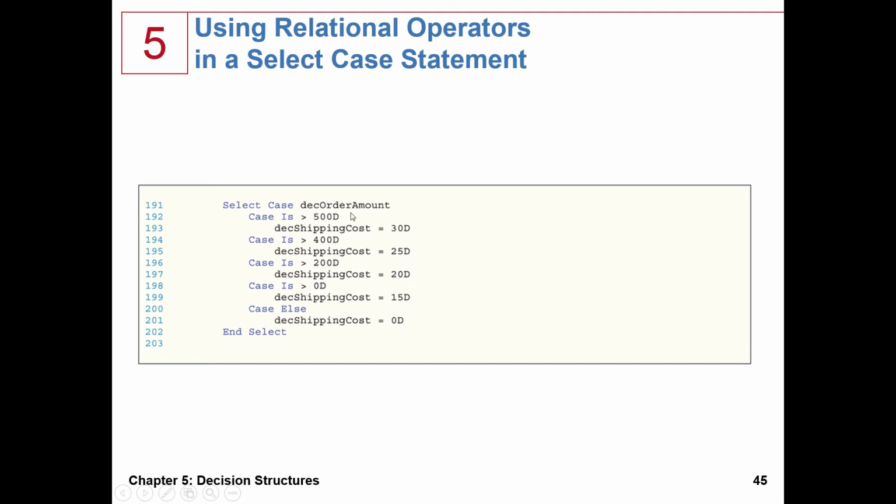So in this case, you said if the decimal order amount here is greater than 500, then you do this code here. Else, if it's not, but if it's greater than 400, then you do that, and so on. So the keyword is Case Is. The word Is you have to put there. If you just say Case and then the greater than sign 500D, I think Visual Basic will automatically add the Is for you. So again, same rule applies. You have all four cases here, and then the Else case goes at the bottom.